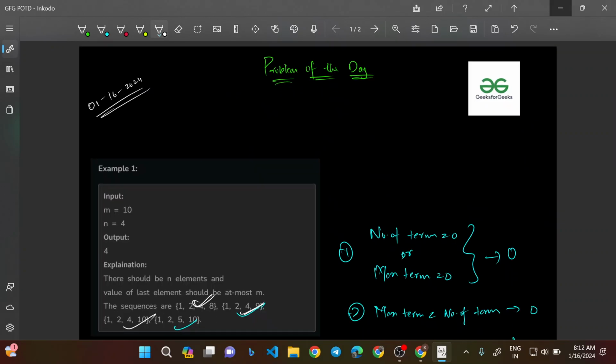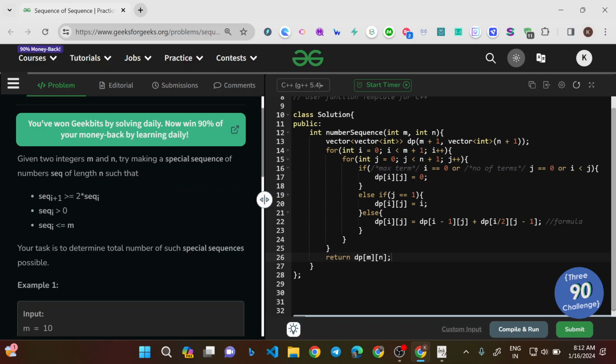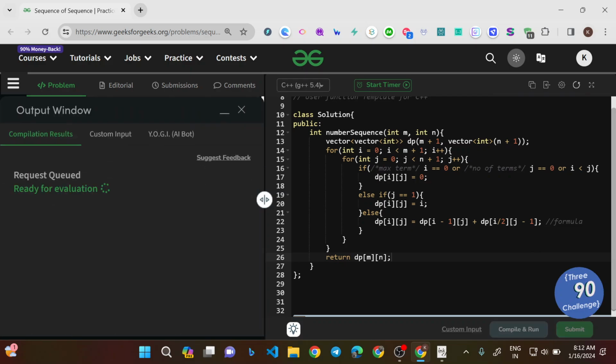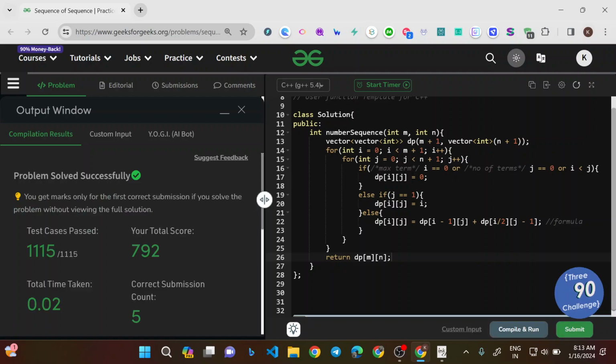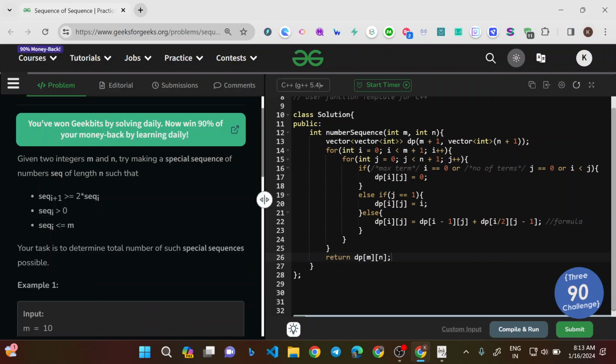So I hope there's no confusion. I'll even submit this code for your reference. Okay, yeah, works fine.